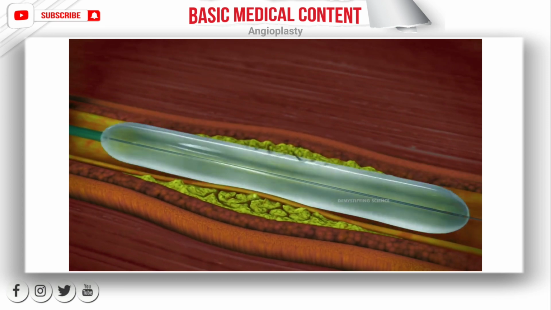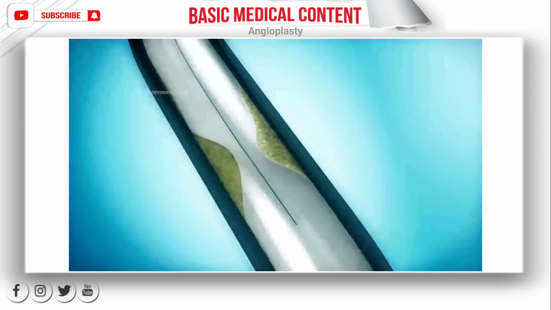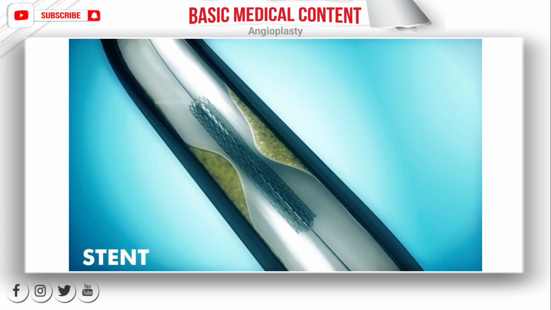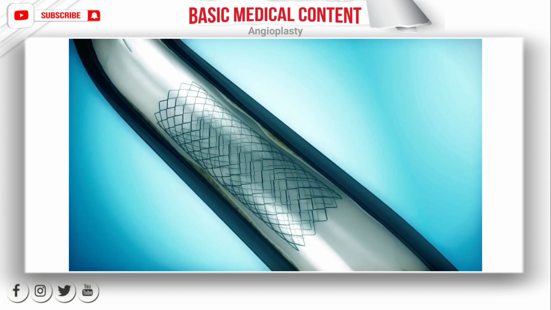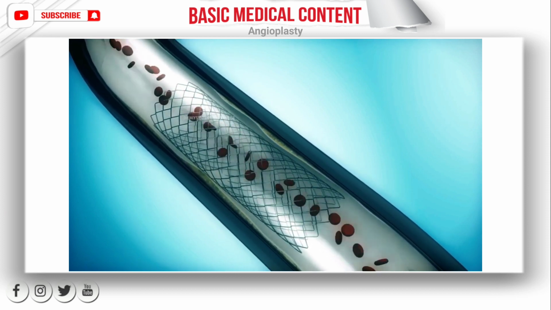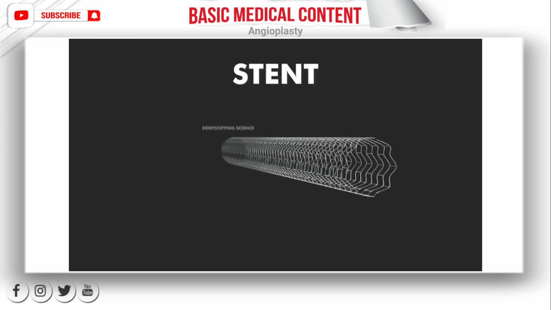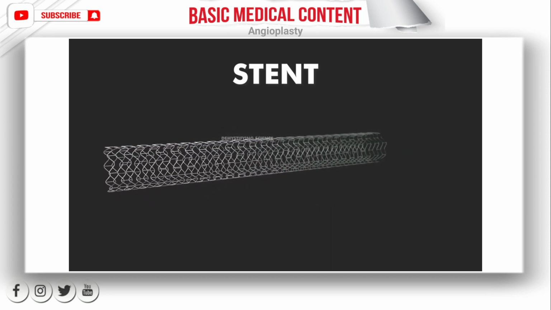The balloon is guided through the artery to the blockage. At the blockage, the balloon is inflated and the spring-like stent is expanded. Most people who have an angioplasty also have a stent placed in their blocked artery during the same procedure. A stent, which looks like a tiny coil of wire mesh, supports the walls of your artery and helps prevent it from re-narrowing after the angioplasty.